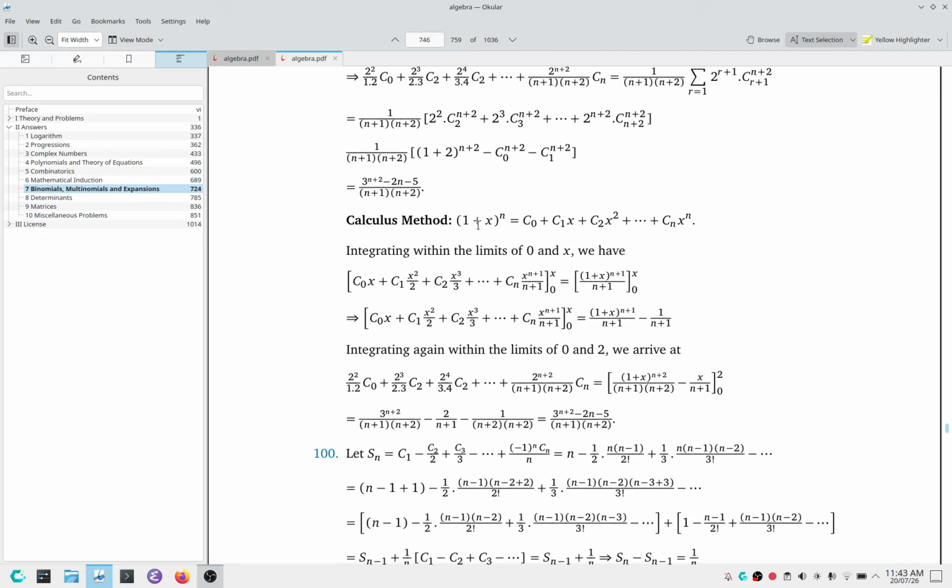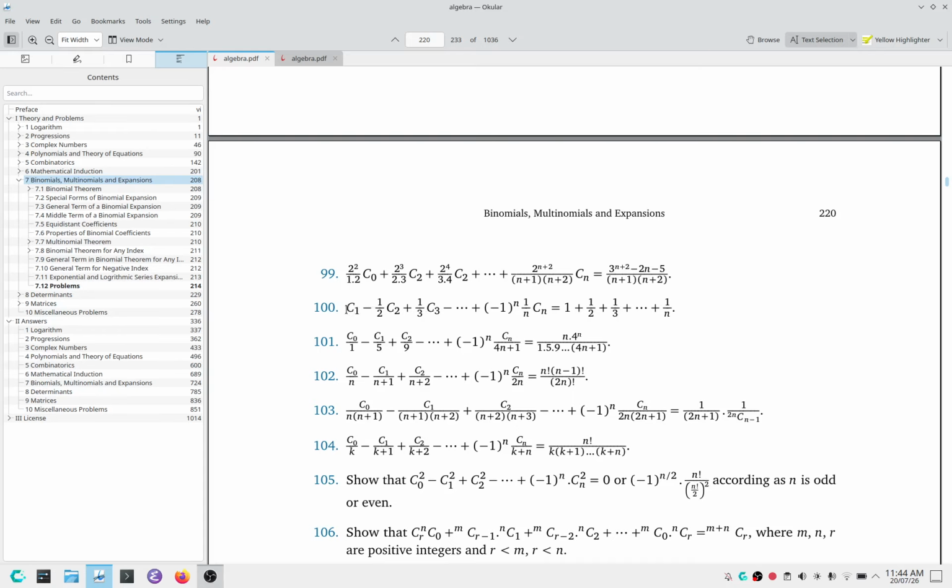Now we look at the calculus method. (1 + x)^n is equal to C0 + C1 x + C2 x^2 up to Cn x^n. We integrate within limits 0 to x, and you get this as the series, and the right hand side is there. And we integrate again within limits 0 to 2, so we get 2 square upon 1 times 2 C0, that is, the left hand side is equal to the right hand side.